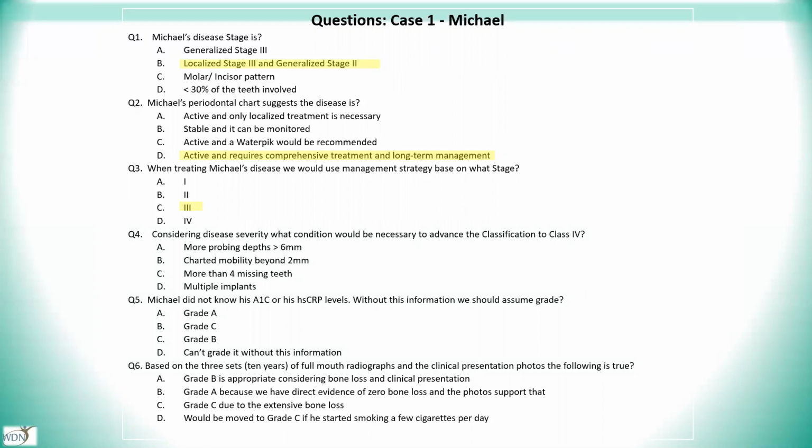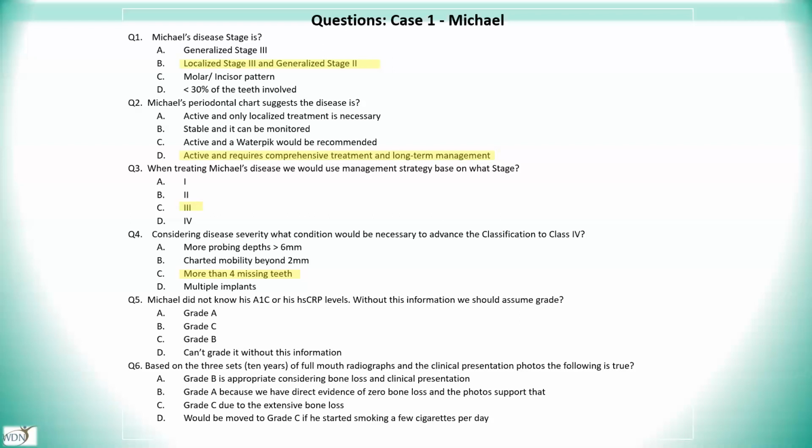It's going to be a little more aggressive maybe than stage 2. You might do some other things, host modulation therapy or some other things. Also, considering question 4, considering disease severity, what condition would be necessary to advance this to class 4? Well, it has to get very advanced. More probing depths over 6 isn't going to do it because it's 6 or greater. The mobility beyond 2 millimeters may or may not do that, but here's what would do it. What would do it are more than 4 missing teeth. He starts having tooth loss, then that would advance this to class 4.